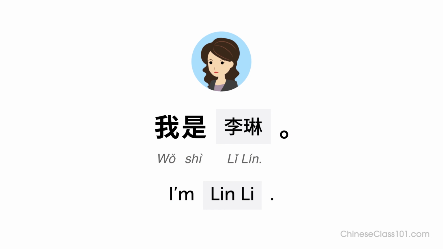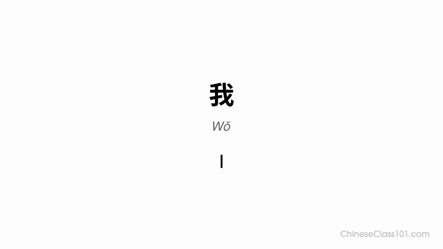Did you notice how the last speaker uses a different sentence pattern? She says, 我是李林, I'm Lin Lee. 我是李林. First is 我, I. Next is 是, in this case, it's like the am in I am.